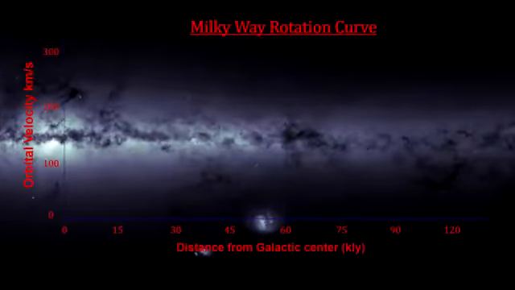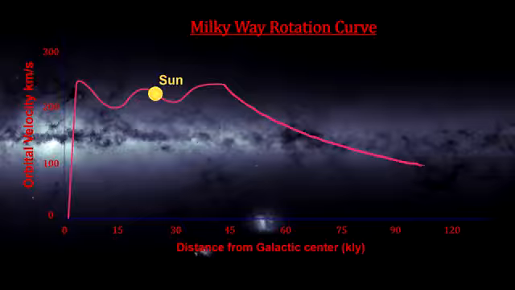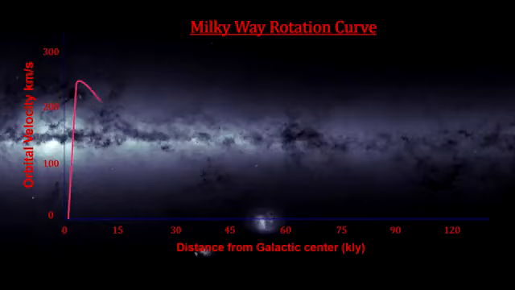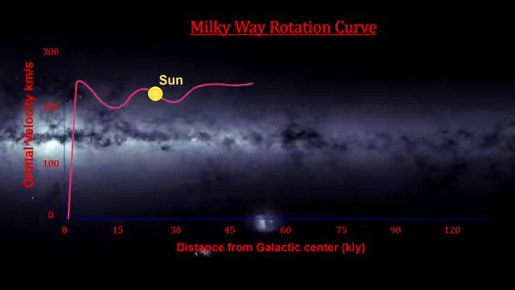In the 1970s, everyone expected to see rotation curves that look like this. But in 1975, an American astronomer, Vera Rubin, published galaxy rotation curves for the Milky Way and a number of other galaxies that showed a remarkable result. Where the velocities were expected to fall off, they remained relatively constant.